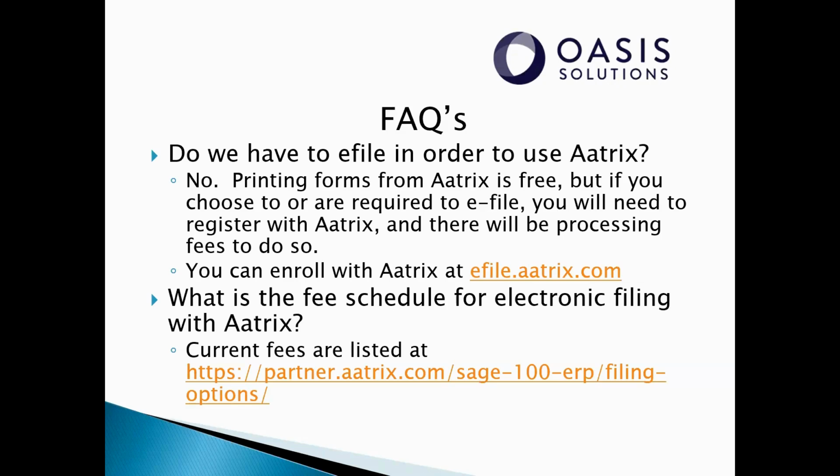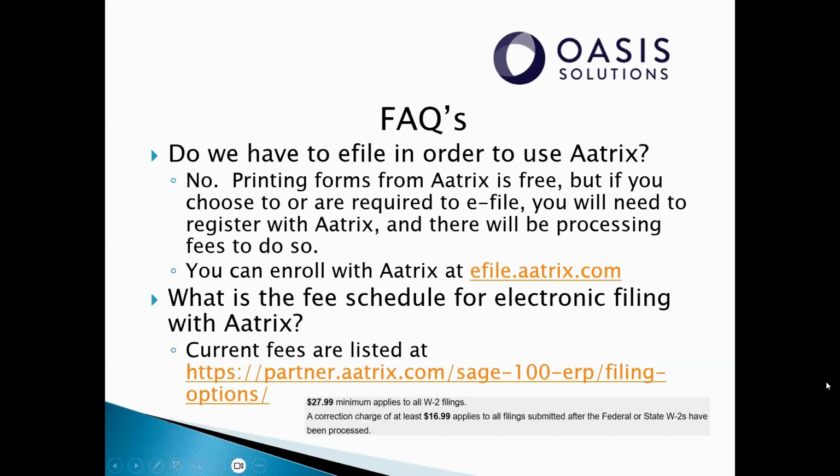And usually it is based on a per employee calculation. However, they do have minimums. Last year, the minimum was $24.99. The minimum this year is now $27.99, just giving a heads up for some of you guys that may be on the smaller side. And then also for everyone here, if you have to make a correction after you have submitted your W-2 filings, they are going to charge you $16.99 for that correction. Last year it was $14.99, so the prices did go up marginally on those.